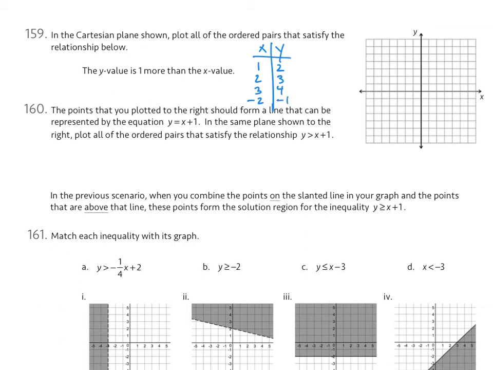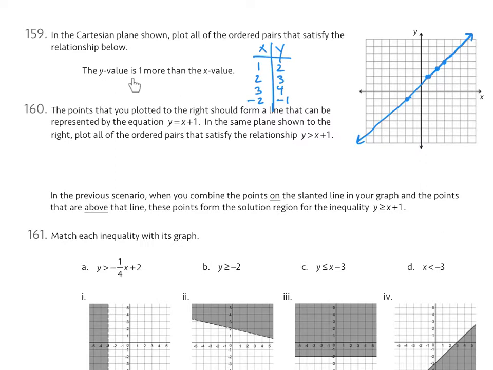Let's plot these points. 1, 2, 2, 3, 3, 4, negative 2, negative 1. They all lie along this line. 160. The points that you plotted to the right should form a line that can be represented by the equation y equals x plus 1. Okay. So every x value, if you add 1 to it, that is what the y value is equal to.